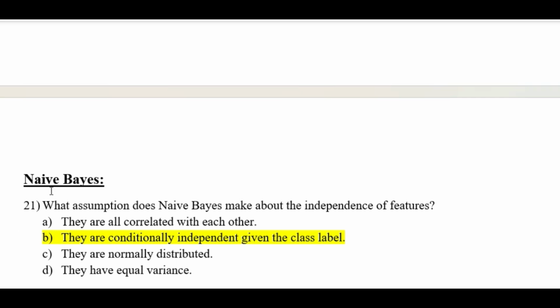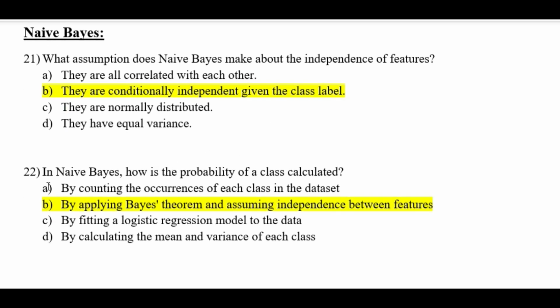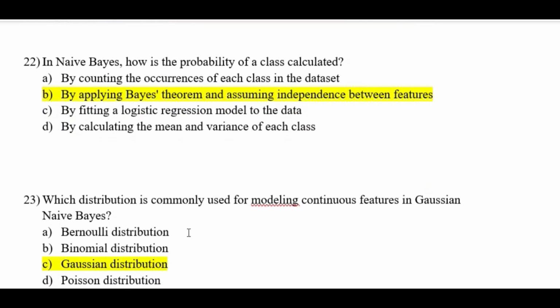Now we are moving on to Naive Bayes. What assumption does Naive Bayes make about the independence of features? They are conditionally independent given the class label. In Naive Bayes, how is the probability of a class calculated? By applying Bayes' theorem and assuming independence between the features.